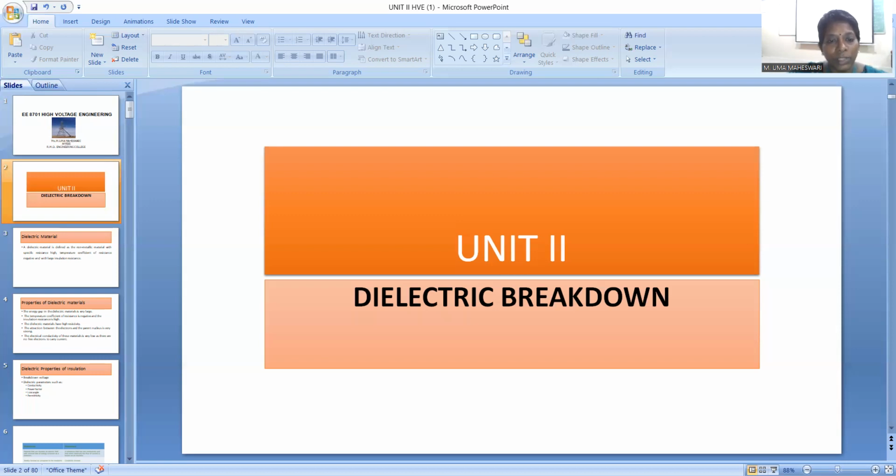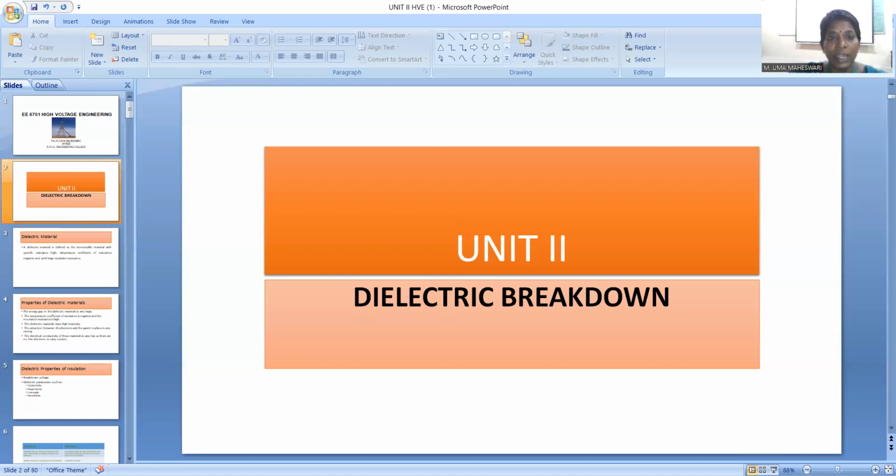According to Townsend's theory, N is equal to N naught double dash e power of alpha d. Substituting N naught double dash as N naught plus N naught dash, you get the expression N is equal to (N naught plus N naught dash) e power of alpha d. Now, the number of electrons released from the gas is given by N naught dash.